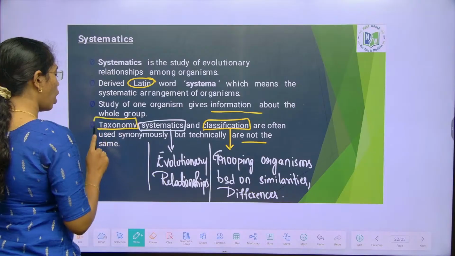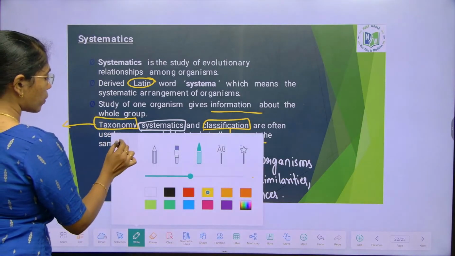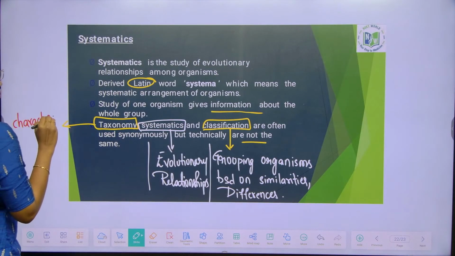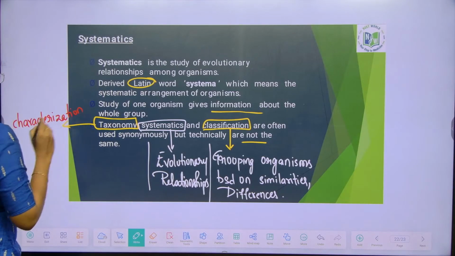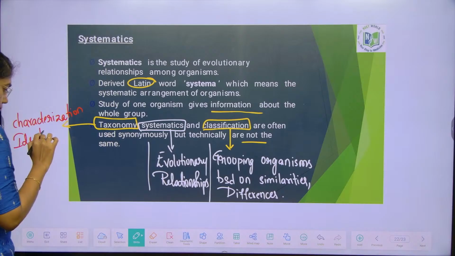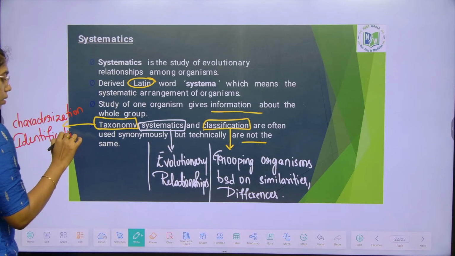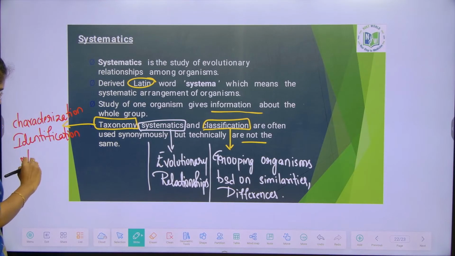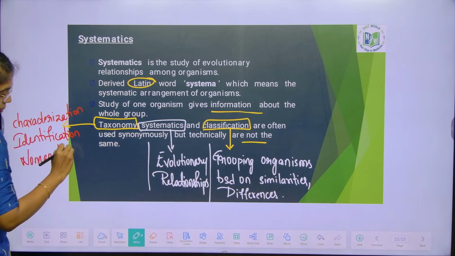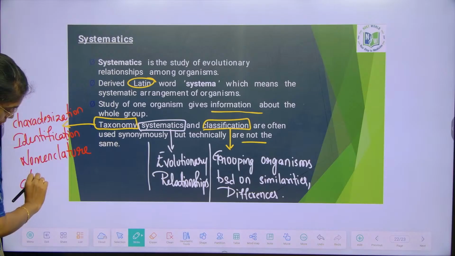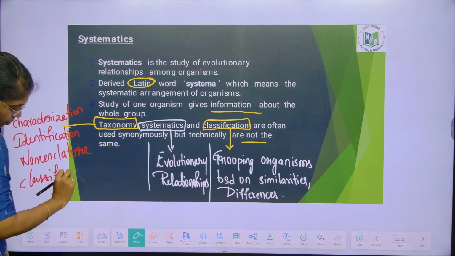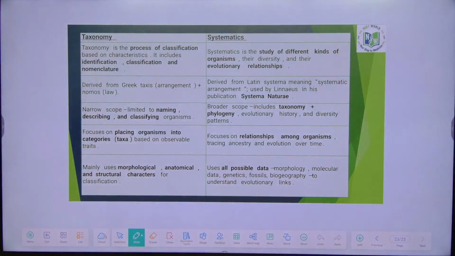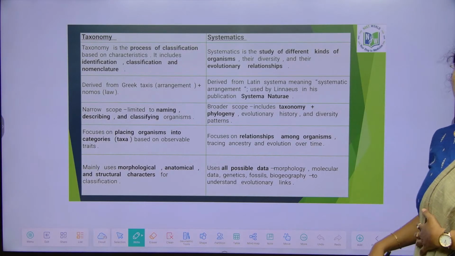Taxonomy includes all the four components: characterization, identification, nomenclature as the third component, and classification. Fine, right? And then last, these are the major differences between taxonomy and systematics.